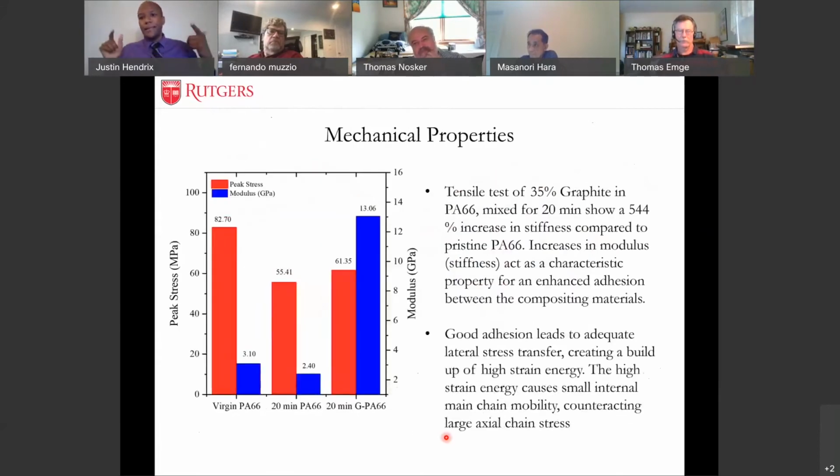Now, lastly, we're going to talk about the mechanical properties, which I think everyone came here to see. When we see a polymer placed into the experimental method in the same instrument, due to the addition of graphene, we get an increase in our break stress, going from PA66 that's done at the same time, from 55 megapascals to around 61, as well as a massive increase in our modulus, going from 2.4 to 13.06.